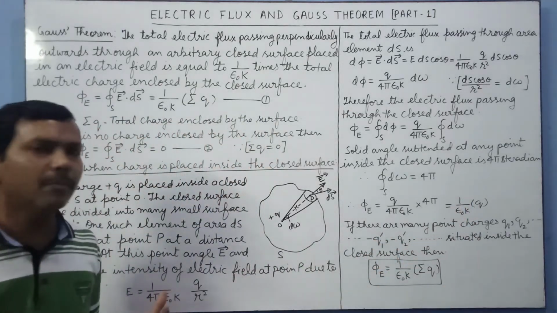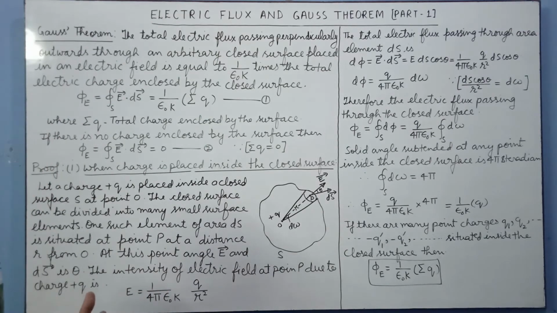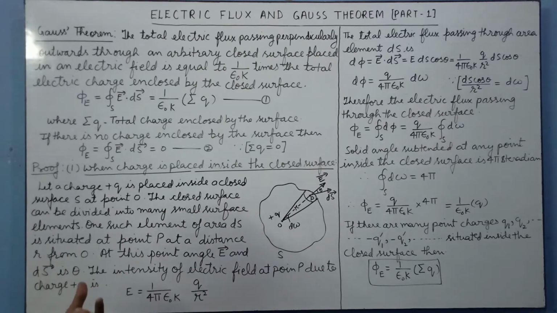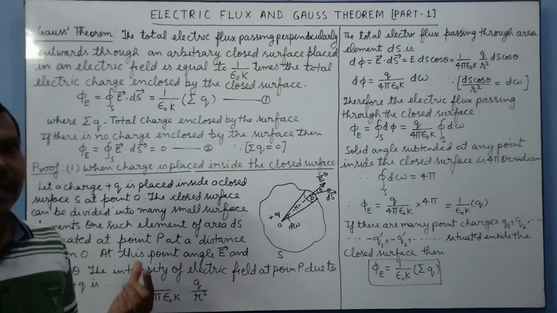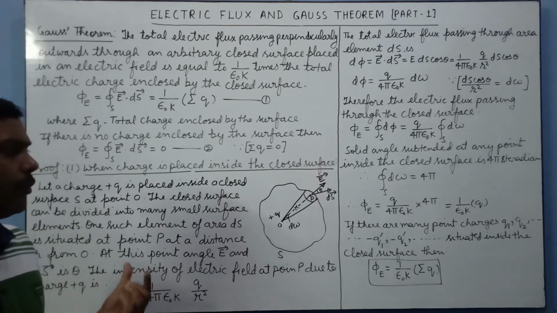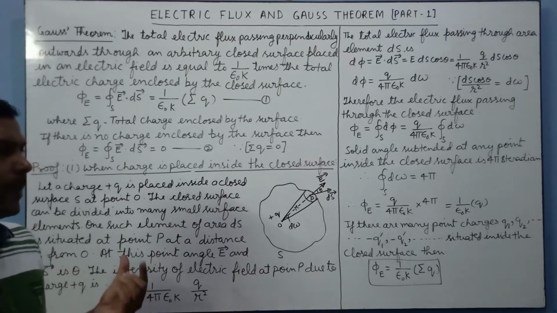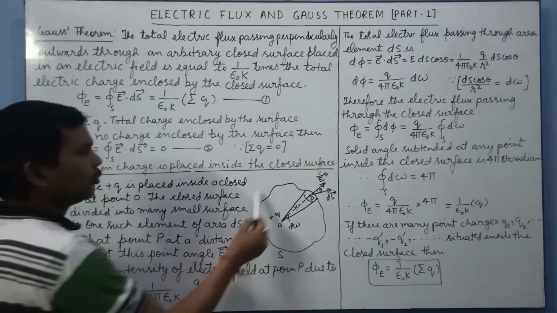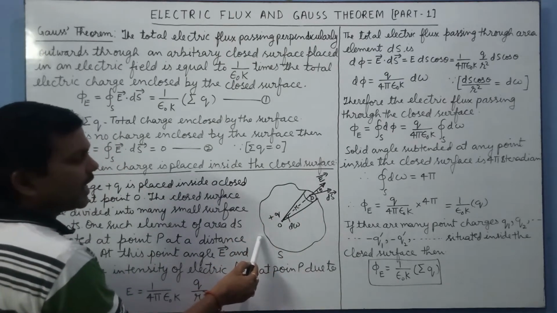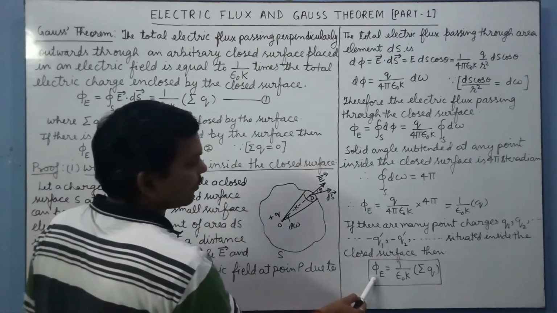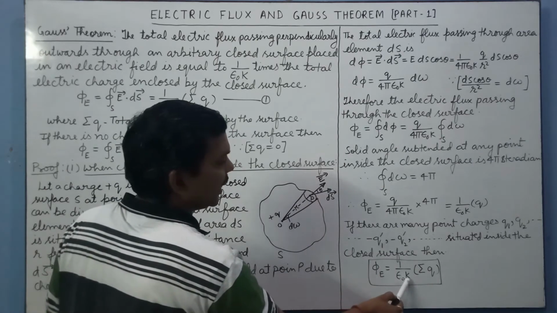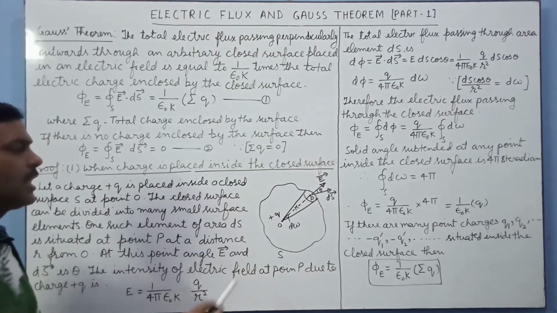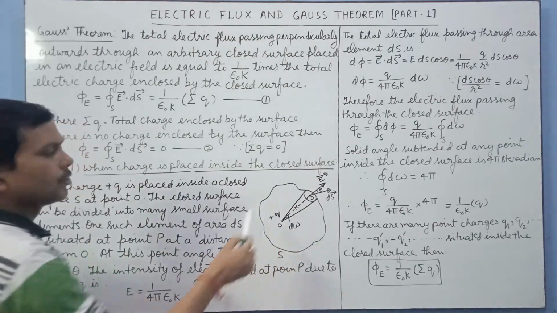If there are many charges placed inside the electric field like q1, q2, q3 and so on, and minus q1', minus q2' and so on, few are positive and few are negative, in that case the total electric flux passing through this closed surface S can be given as ΦE equal to 1/(ε0 k) times summation q, where summation q is the sum of all the charges situated inside this closed surface.